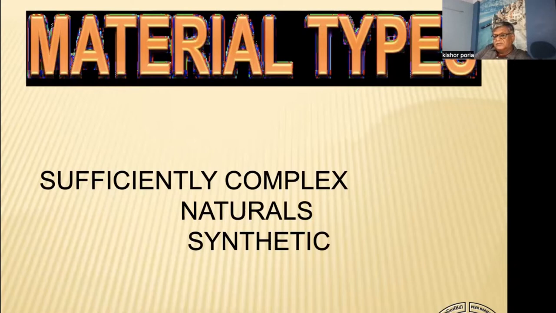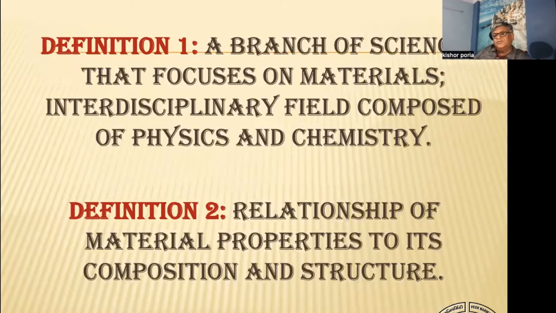In the same way, it is possible to synthesize materials. Natural materials have their own properties, and when we look at synthetic materials, we can obtain the same properties that are available in natural ones. Different synthesis methods are there in materials science. Now, if we plan to define materials science, it is a branch of science that focuses on materials. It is an interdisciplinary field composed of physics and chemistry.